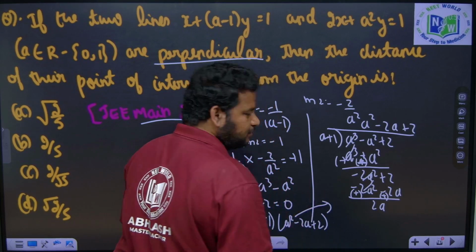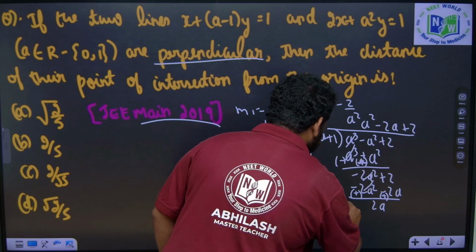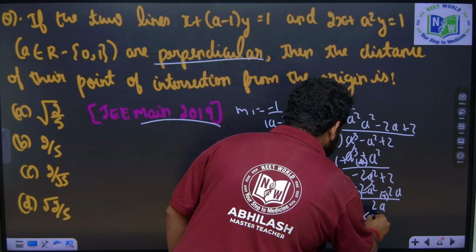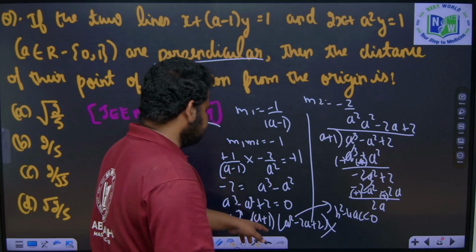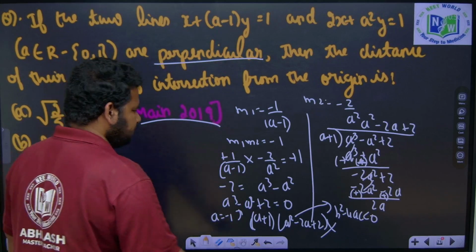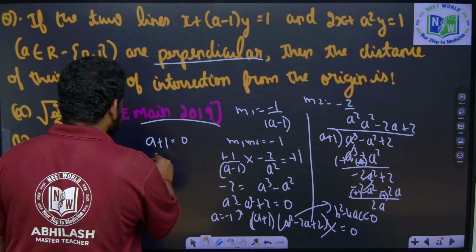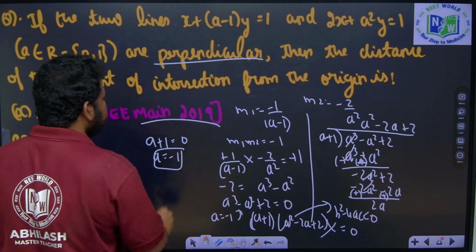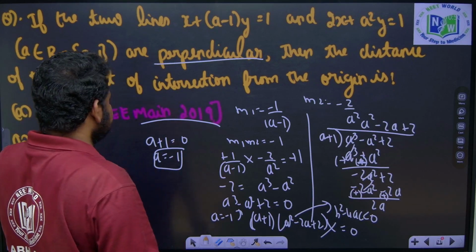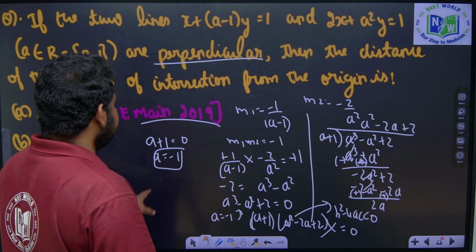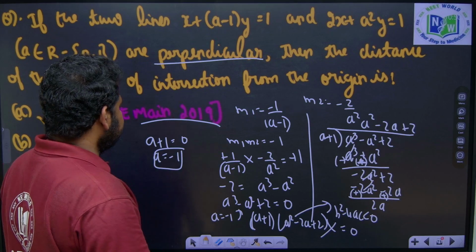But this is not relevant for me because here b square minus 4ac is less than 0. So this I will never consider. I will consider only a plus 1 is equal to 0. So that is a is equal to minus 1. I got a is equal to minus 1. So then the distance of their point of intersection from the origin is.